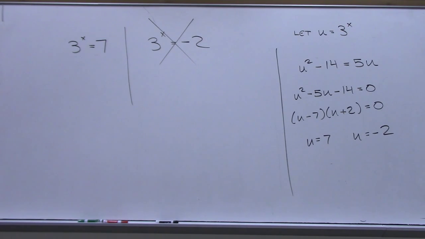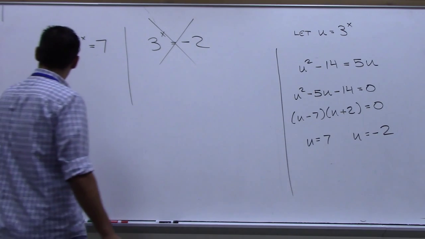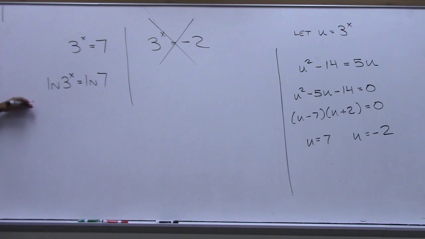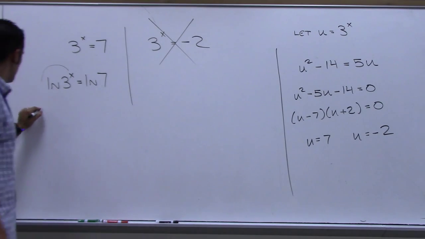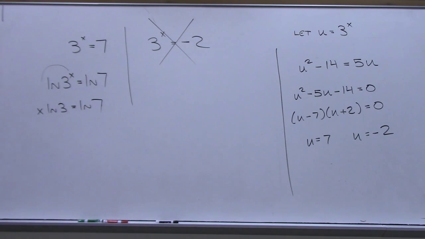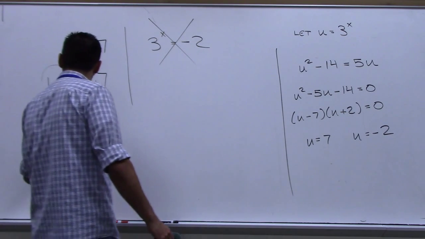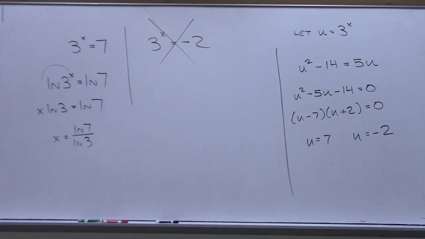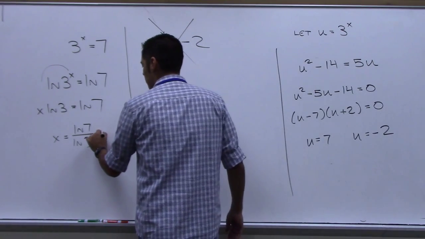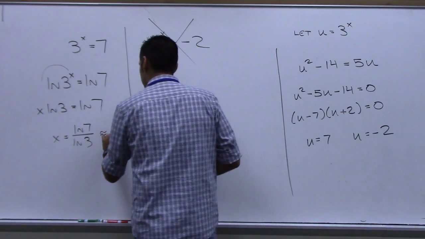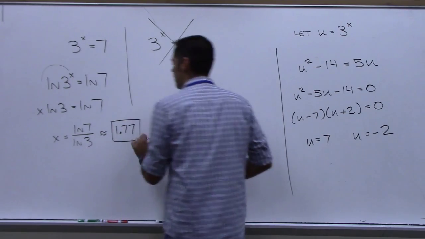That one you can chunk right away because you know when you take natural log on both sides, you're going to be stuck on the right side. This one, though, natural log 3 to the x, natural log 7. Drop your x down. X natural log 3 equals natural log 7. And then divide. So whatever natural log of 7 divided by natural log of 3 is your result. Anyone? Sure. 1.77. Any seconds on that? Okay, 1.77.